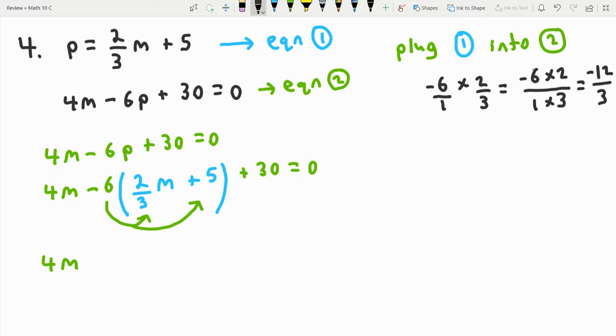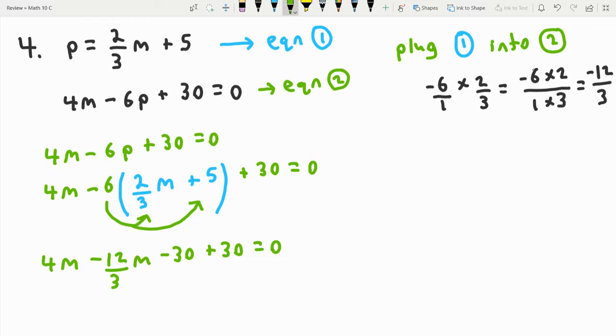So when we multiply negative 6 into 2 over 3m, we get minus 12 over 3m. Now, negative 6 times positive 5 gives us negative 30. And now I also have plus 30 equals 0.